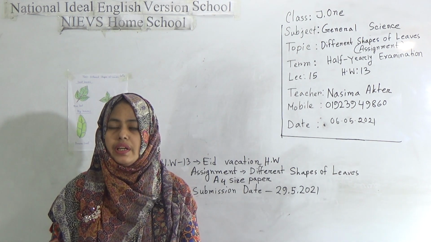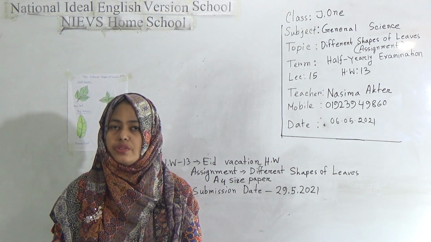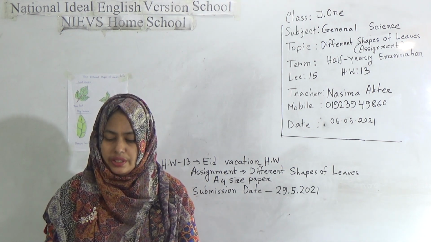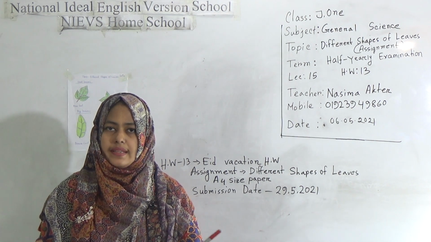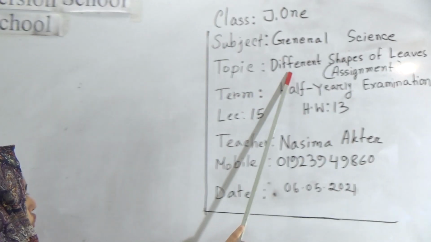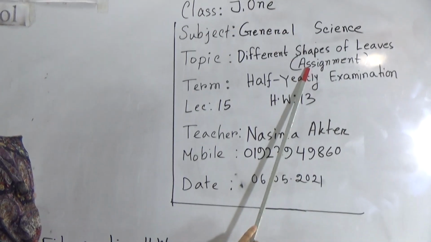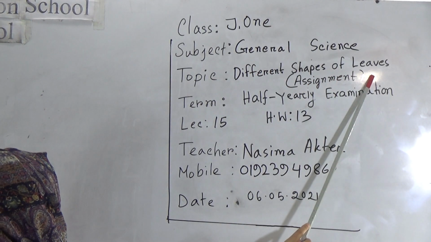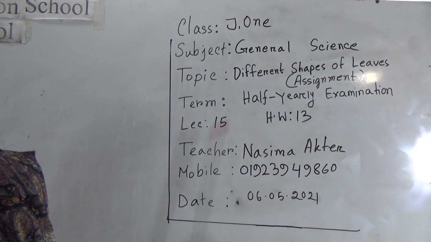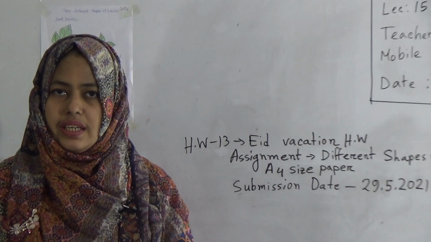Dear students, today I am going to take a general science class for class Junior 1 students. Our today's topic is assignment, science assignment. Today we will discuss our science assignment. Look here, our today's topic is different shapes of leaves. This is an assignment. You have to do this assignment. Different shapes of leaves. And this is lecture number 15. And our SW number is 30 number HW. So dear students, let's start the class.